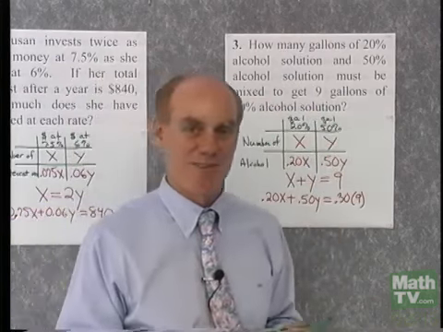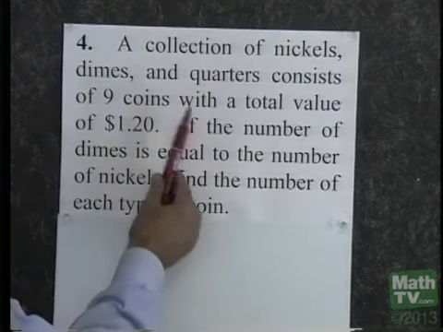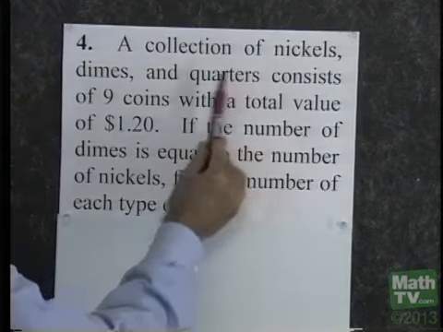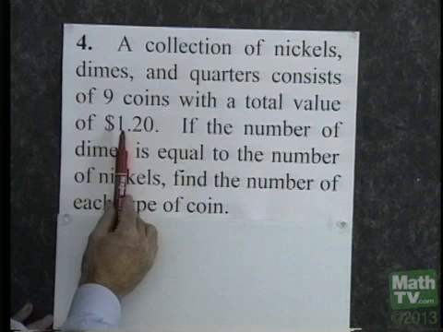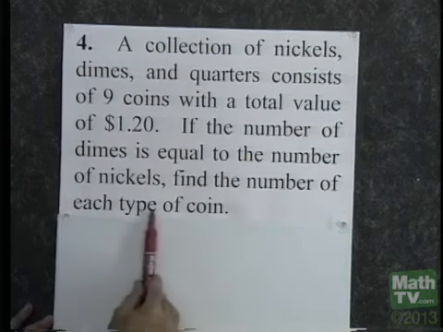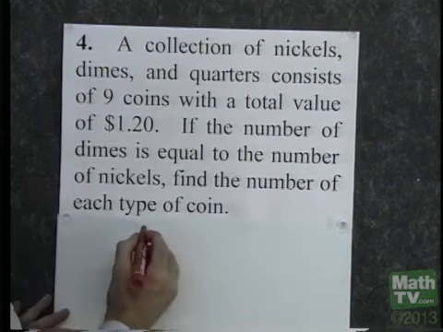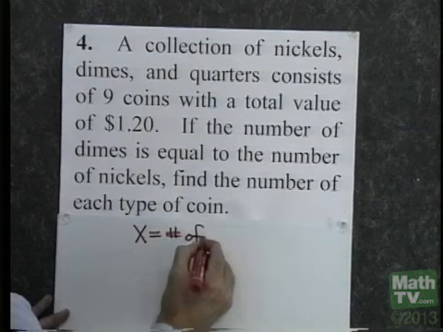Let's look at one last problem. I wanted to have one problem that had a system of 3 equations and 3 variables, and this will be that problem. Here we have a collection of nickels, dimes, and quarters that consist of 9 coins with a total value of $1.20. If the number of dimes is equal to the number of nickels, find the number of each type of coin. So I'm going to let X be equal to the number of dimes.